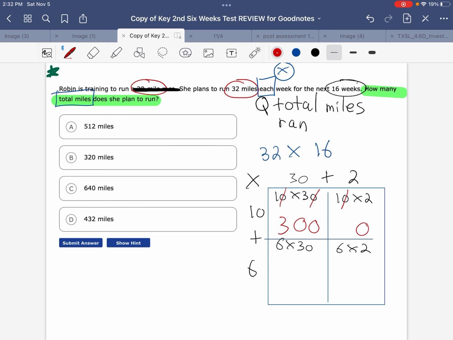So now I'm going to get my partial products, and I'm going to add them. Starting with my biggest one. So I have 300, 180, 20, and 12. So when I add, I have 2, 8, 9, 10, 11, carry my 1, drop my 1, 1, 2, 3, 4, 5, 512 miles, which is A.